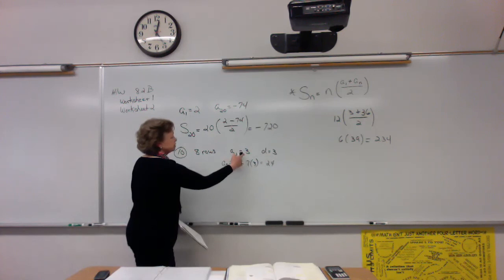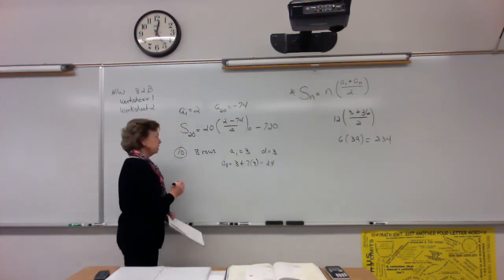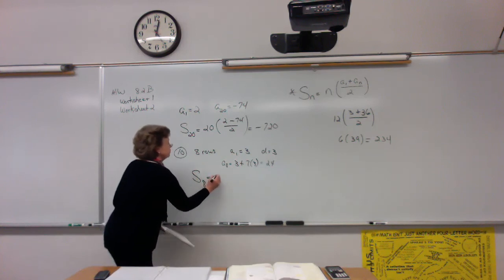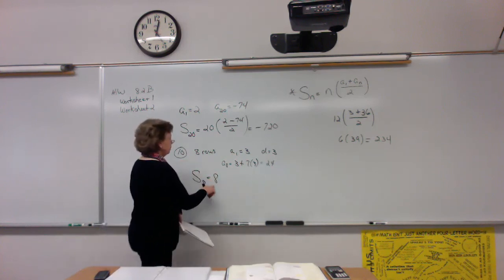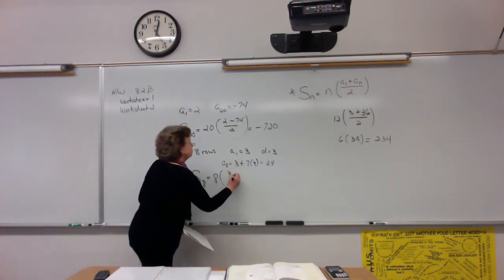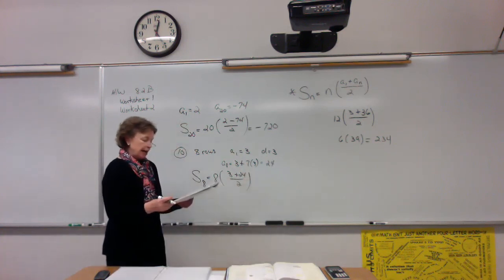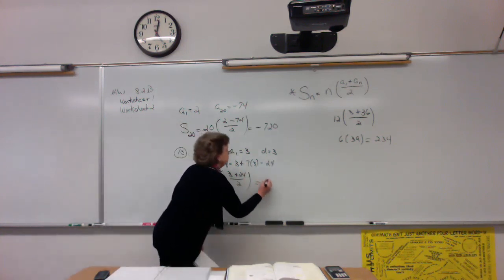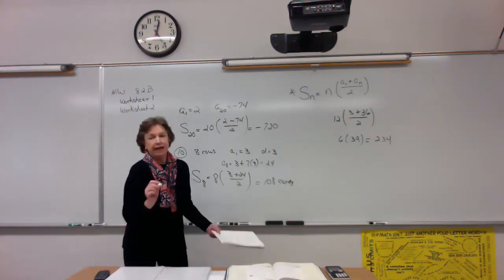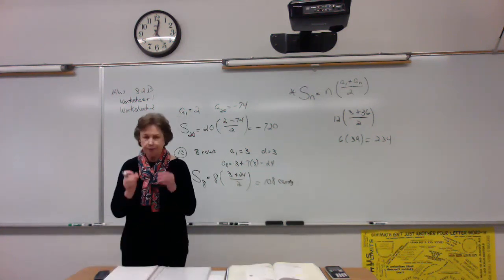So a sub 1 is 3, a sub 8 is 24, 8 rows. So our sum for those 8 rows is going to be 8, because that's our n. My first one is 3, my last one is 24. I'm dividing by 2. And when I finish that, I should end up with 108 cards in total.